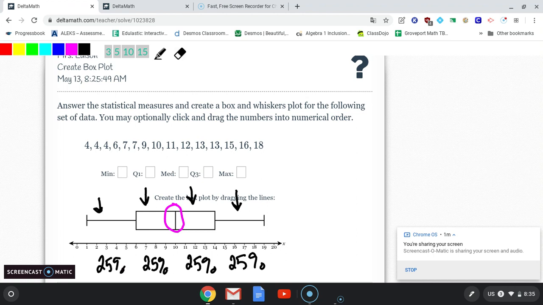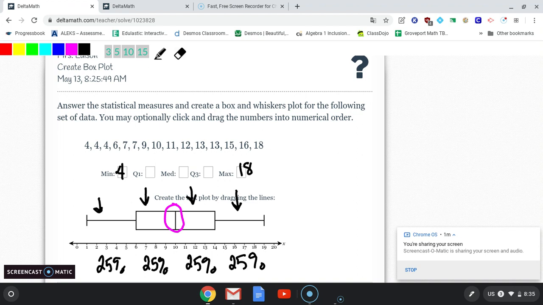Now we're going to actually make this for this graph. So we're going to see how to do that. It kind of walks us right through it. It wants the minimum number of the data. The minimum is 4. They've already put the data in order, so we're going to have to keep it in order. The maximum is 18.